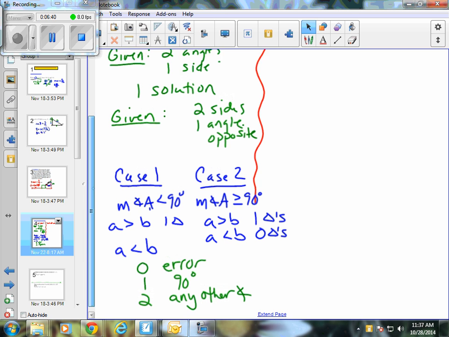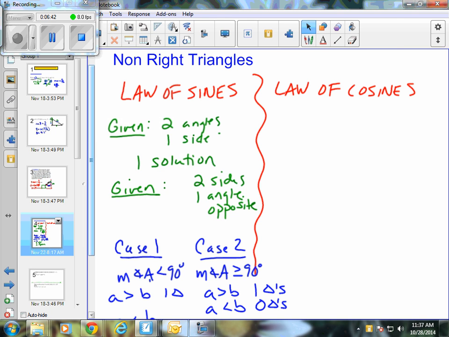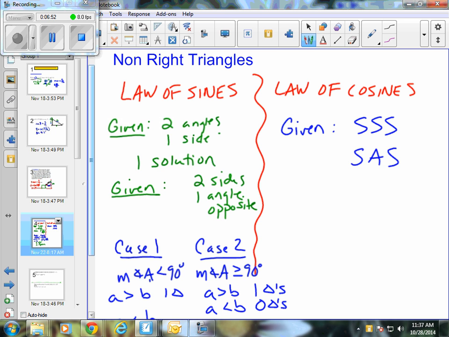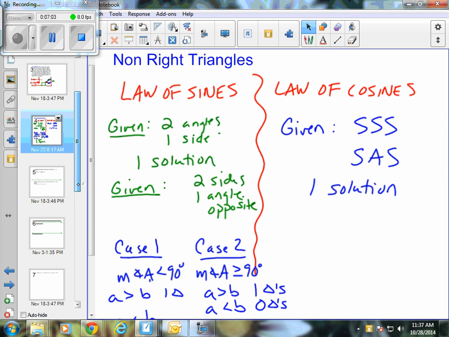Okay, let's take a look at law of cosines. Law of cosines is way easier. If you are given either side, side, side, so all 3 sides, or side, angle, side, there's always only one solution, and life is good. Remember to find the smallest angle first when you go through and do those solutions. So we're going to go through a couple quick ones here on law of sines and law of cosines. You have all the notes for those. We can go back over that as we need to.